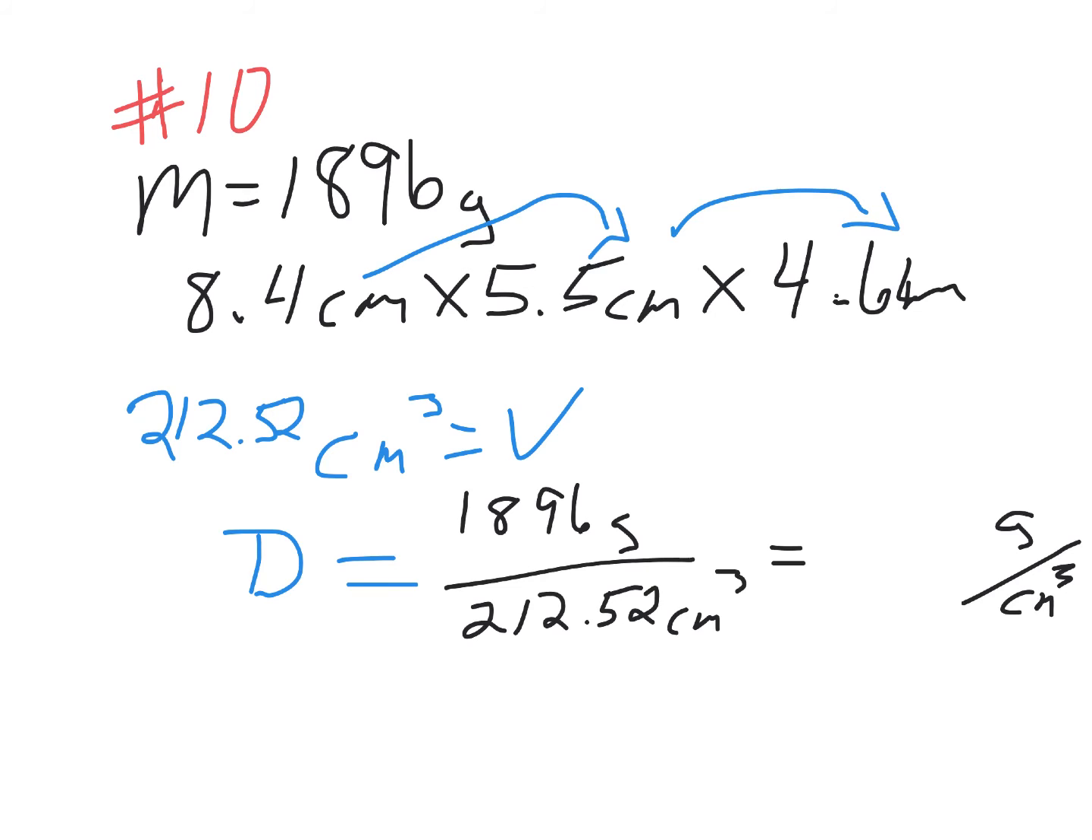Okay, so what do you have to put in the calculator first? 1896. Very good. Yes, the 1896, and you're going to divide that by the 212.52, and this will give you 8.9. You can leave that as 8.9 or 8.92. Either one will be your density.